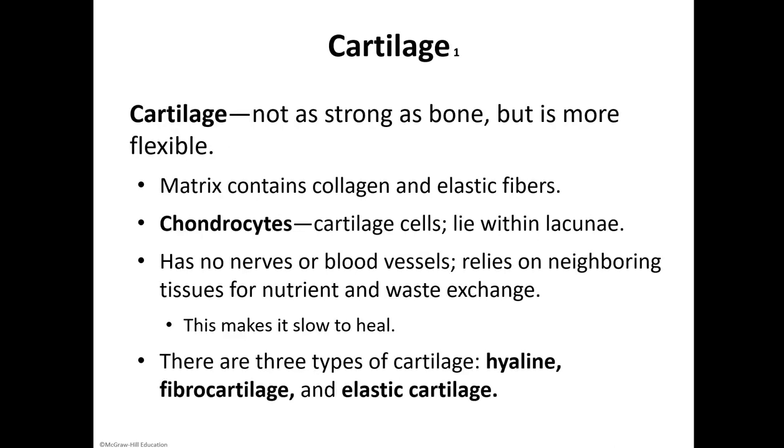Cartilage. Cartilage is a connective tissue whose matrix is gel-like and contains collagenous and elastic fibers. Cartilage is a lot more flexible, but is not as strong as compared to bone. It contains no nerves and no blood vessels, which makes healing extremely slow. Cells that are found within the lacuna of cartilage are called chondrocytes, and there are 3 types of cartilage: hyaline cartilage, fibrocartilage, and elastic cartilage.